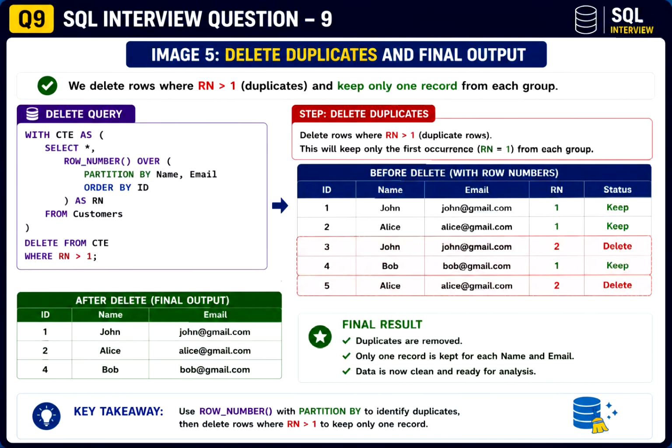Now an interview tip: what if an interviewer asks how you remove duplicate records while keeping one record? You have to say the keywords. You should mention CTE, ROW_NUMBER, PARTITION BY, and DELETE WHERE RN greater than 1. These keywords immediately show that you have real project experience. Hope this helps you understand how to remove duplicate records using ROW_NUMBER and CTE.